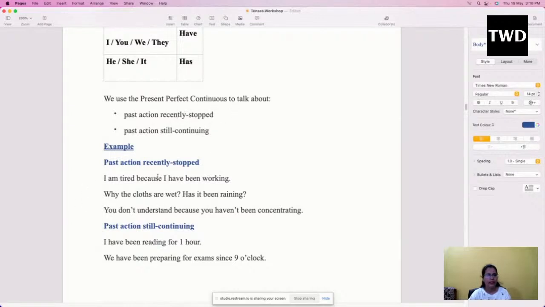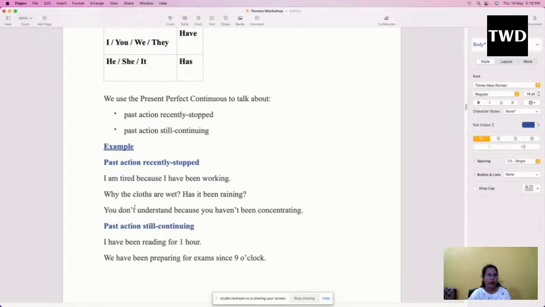For example, past action recently stopped. I am tired because I have been working. I have been working the whole day. So it has happened in the present throughout the day. Your mother might say, I am so tired. Today I worked so hard. She had to clean the whole home. She had to cook the food, so many things. So in that case, she can frame sentences like this: I am tired because I have been working throughout the day.